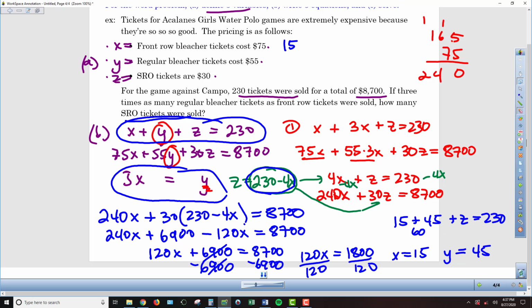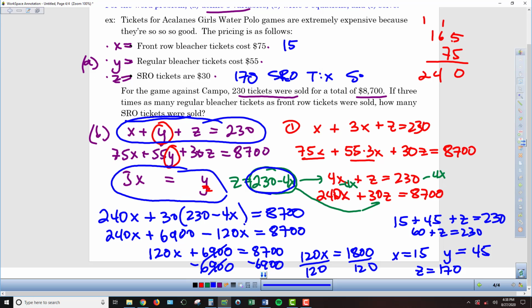60 plus z equals 230. And then my last step is to subtract 60 from both sides, and we end up with z equals 170. So that means there were 170 SRO, standing room only, tickets sold.